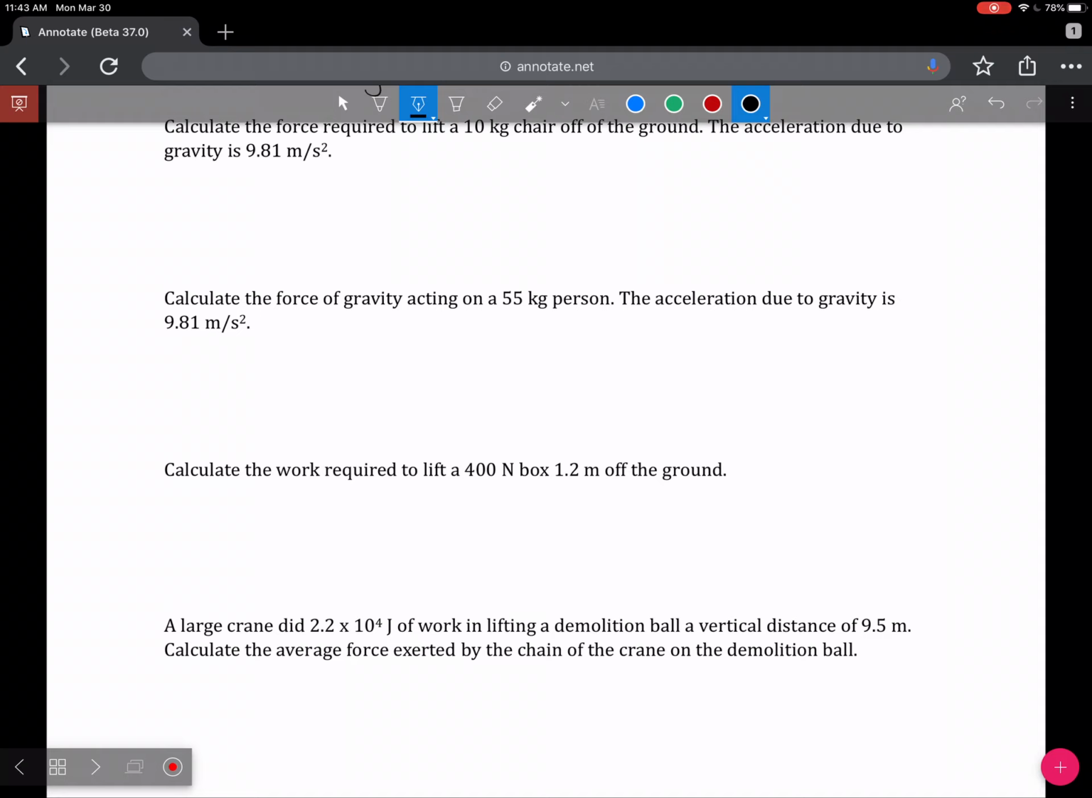The force required to lift a 10 kilogram chair off the ground, this is just going to be its weight. Well, sorry, I don't want to confuse you. The force is going to be the weight. So to calculate the force required to lift a 10 kilogram chair, then we just need to calculate its weight. So the weight is mg. So 10 times 9.81, that's just 98.1, and with 2 significant digits, we're looking at 98 newtons.